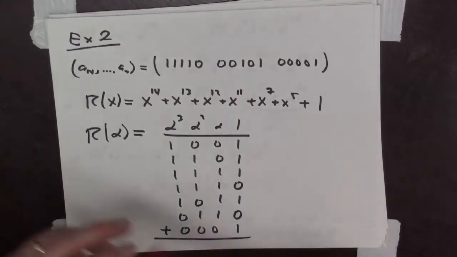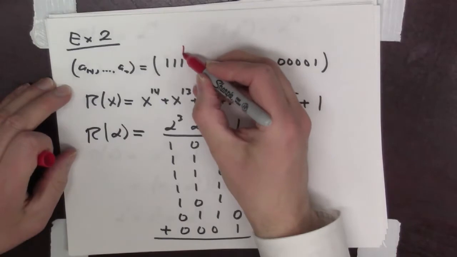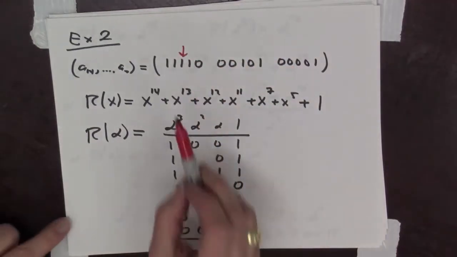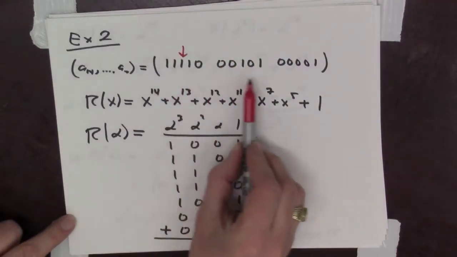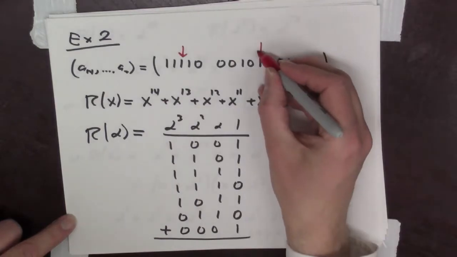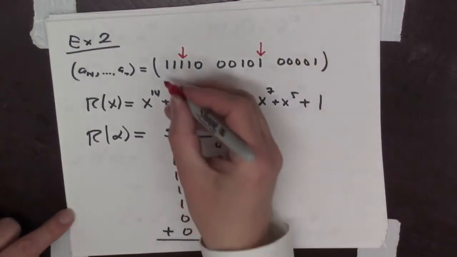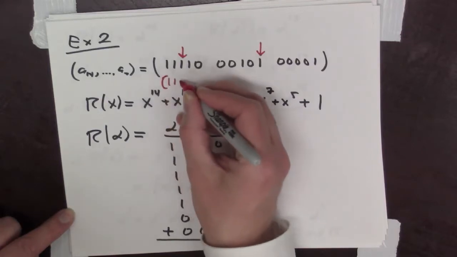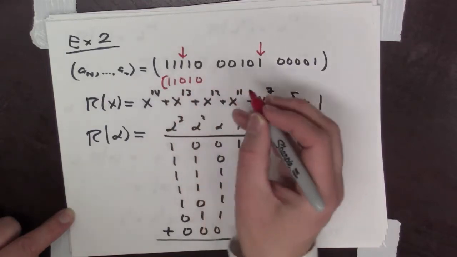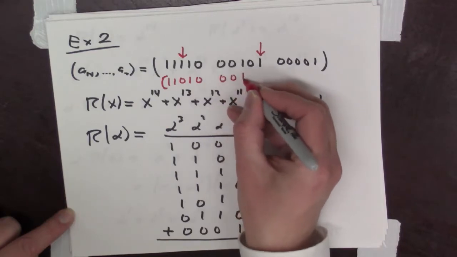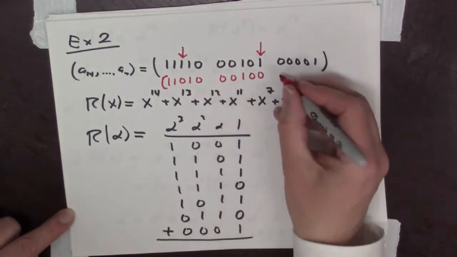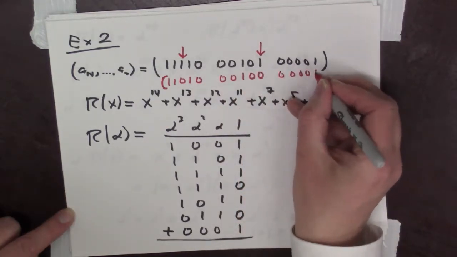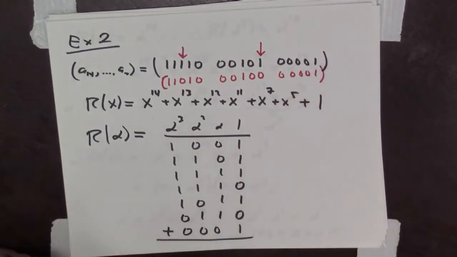That means the errors were bit 12. Remember it goes 14, 13, 12, and there's the 5th bit. So the code word that was sent was 1, 1, 0, 1, 0, 0, 0, 1, 0, 0, 0, 0, 0, 0, 1. Ta-da! That's the corrected code word I sent. Isn't this marvelous?